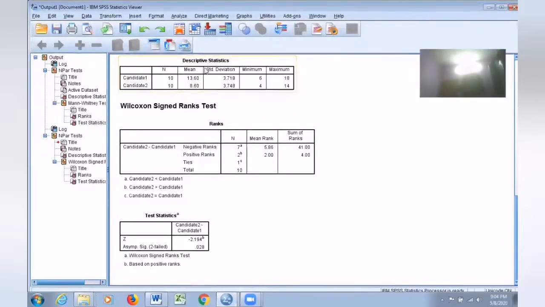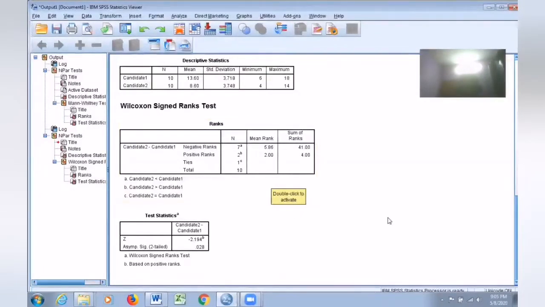So it means that there is a difference. But is it statistically significant? How to verify that? Please come down, go to the Test Statistics box. You can see here the Z value and the Sig value. The Sig value is 0.028. It means that it is lesser than the significance level of 0.05, which means that the null hypothesis is rejected and the alternative hypothesis accepted. It means that there is a significant difference in the ranking of candidate 1 and candidate 2 among the respondents. That means among the interviewers or among the teachers. So there is a significant difference in the ranking of these two candidates.